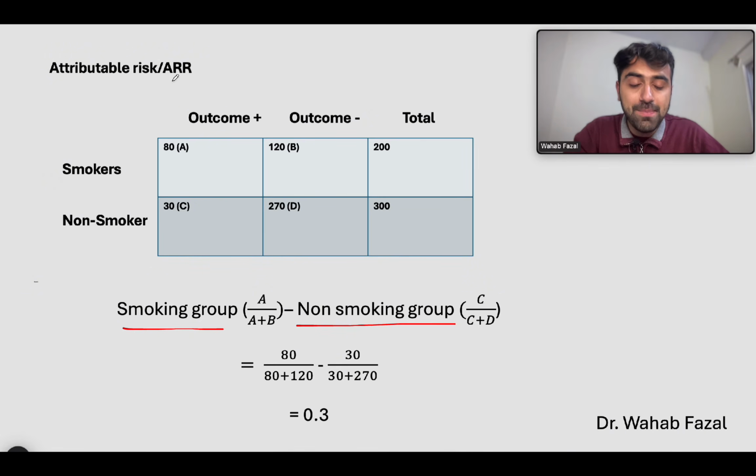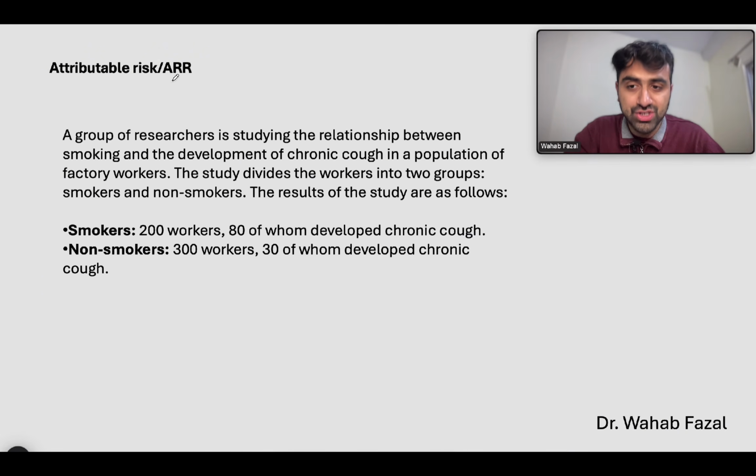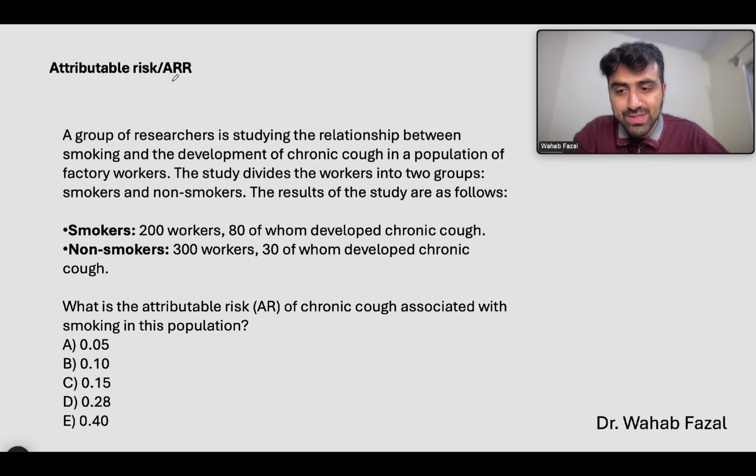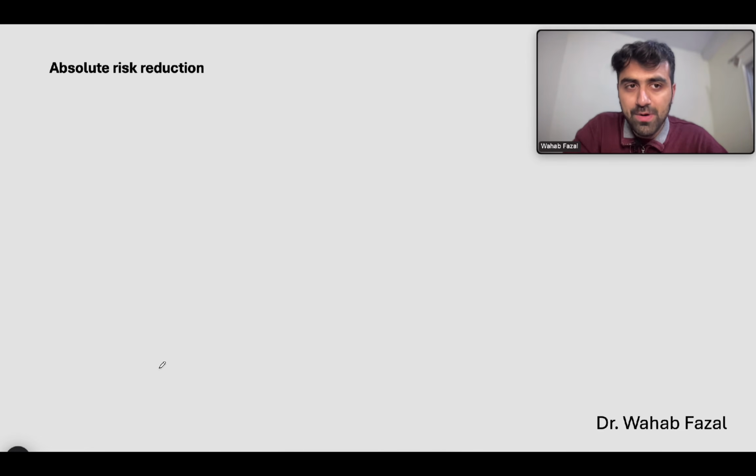Now let us take the example of absolute risk reduction. If we were to talk about the same question, what is the closest answer to this question? It's 0.28. If you're wondering why I did not write 0.3, that's how tough exams work. They don't put the exact value, they just put something close to it, and that is the answer. Let's talk about absolute risk reduction.